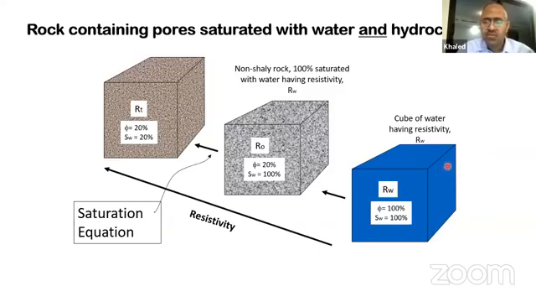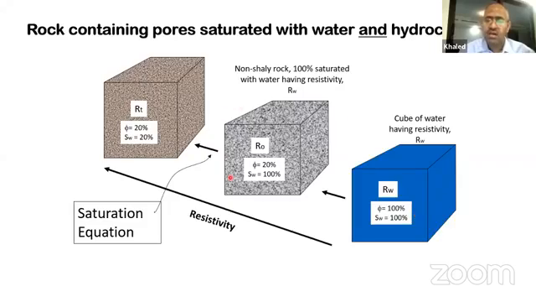So if you take 3 cubes, okay, this cube is 100% water. There is no rock in it. So the porosity is 100% and the water saturation is 100%. You measure the resistivity, and that's what we call the water resistivity. You just put 2 cathodes in water and you measure the resistivity of the water. It's very easy and people do it in the field all the time.